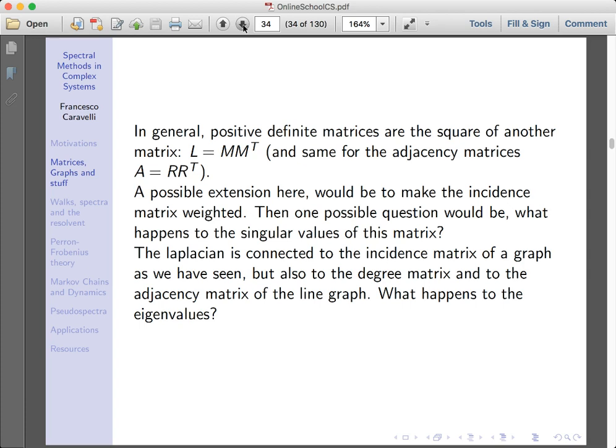So how do you see that? These are general properties of square matrices. If you have a matrix which is defined as the product of a matrix with its transpose, this is always a positive operator.